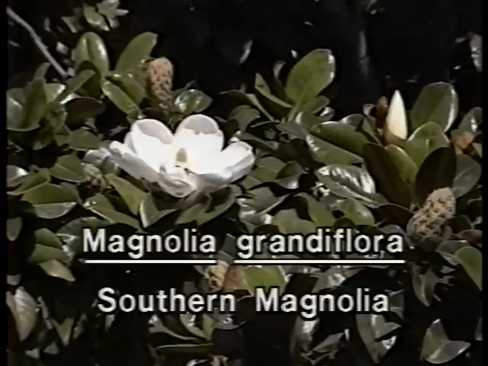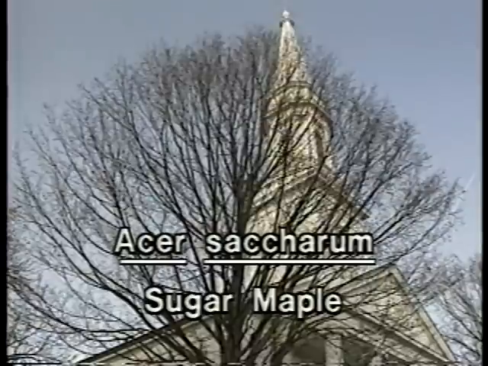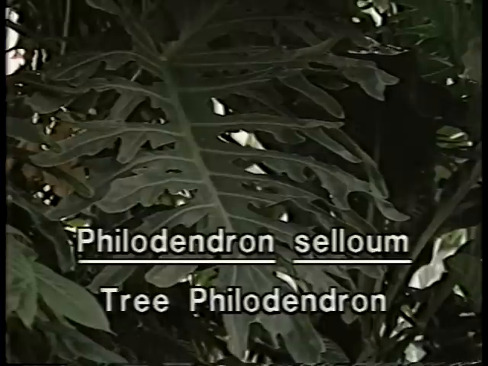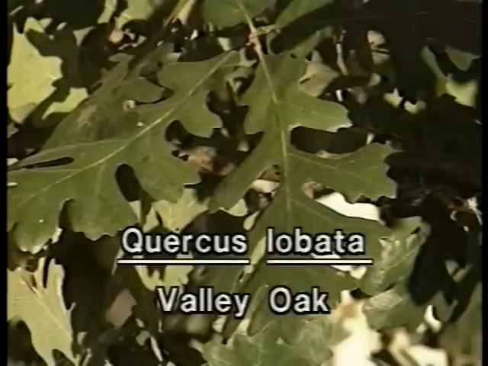You have been exposed to many plants during this introduction to plant identification. Let's review 10 of them and match them with their botanic and common names. Magnolia grandiflora, southern magnolia. Notice the species name, which means large-flowered magnolia. Sequoia sempervirens, coast redwood. Acer saccharum, sugar maple. Philodendron celoum, tree philodendron. Quercus lobata, valley oak. Notice that the species name lobata describes the margins of the leaves.